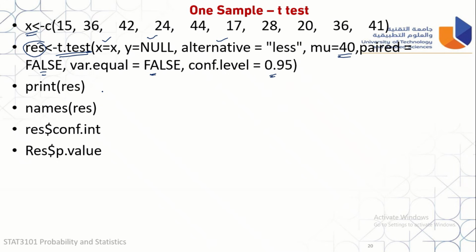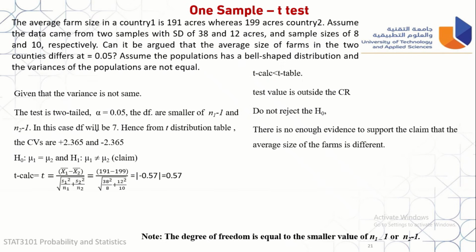After writing this, you have to execute it. If nothing is given, keep your confidence level at the default 0.95. If you give names, you will get the full names. After executing, if you put the dollar symbol, this will display all the parameters, and whatever they ask in the question, you can choose and get it from there.